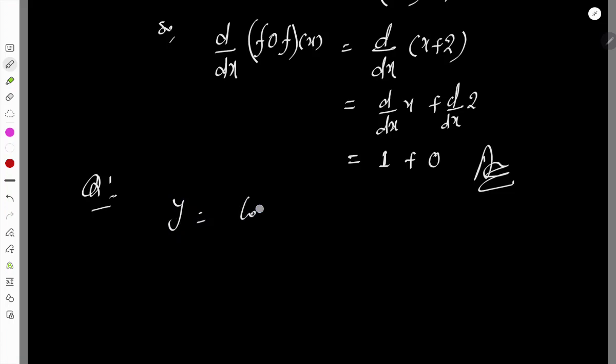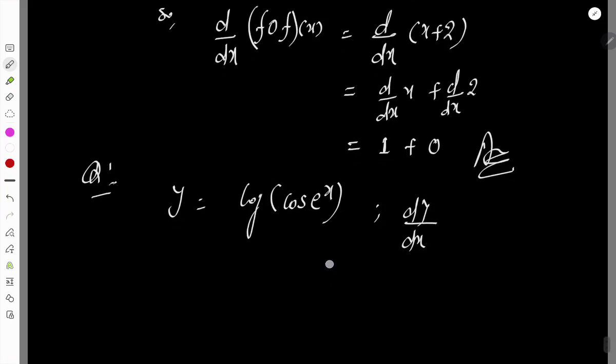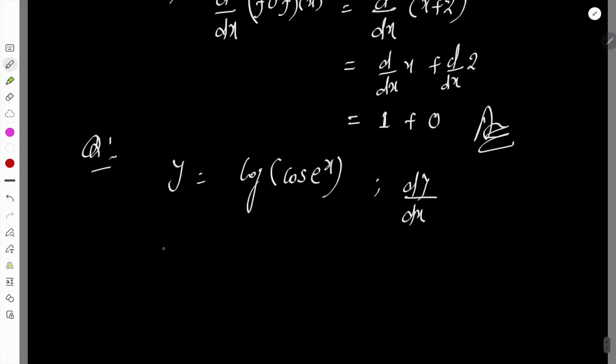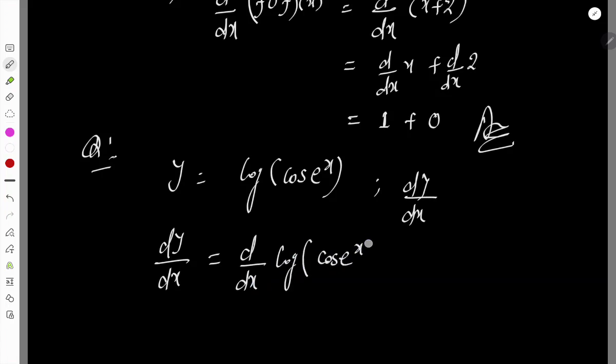y is equal to log cos e power x. Then we need to find dy by dx. So take the derivative on both sides with respect to x. dy by dx is equal to d by dx of log cos e power x.